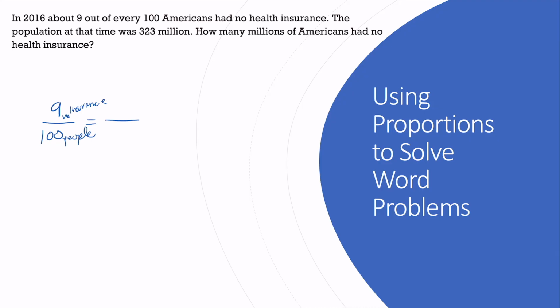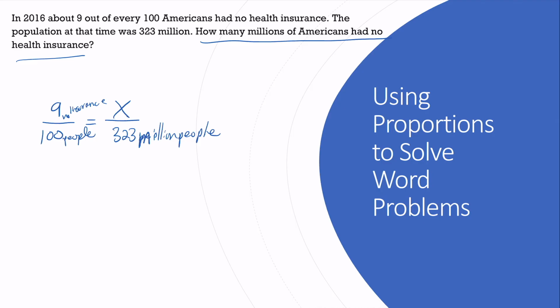The population at that time in the United States was 323 million people. And I'm trying to find how many Americans had no health insurance, in the millions, right? So I can leave this as 323, remembering that my units are millions, or I could add in all those zeros. I'm not going to add in all those zeros. That's how I might make a math mistake.